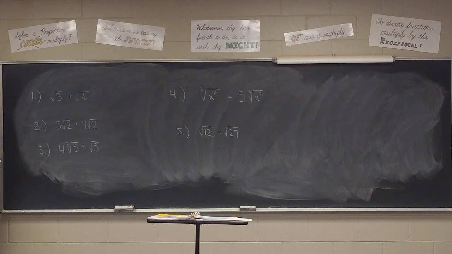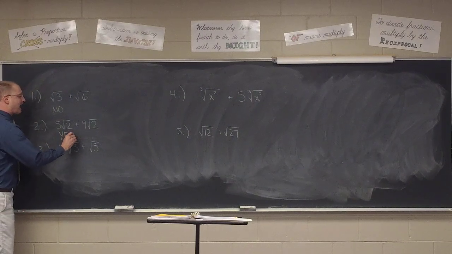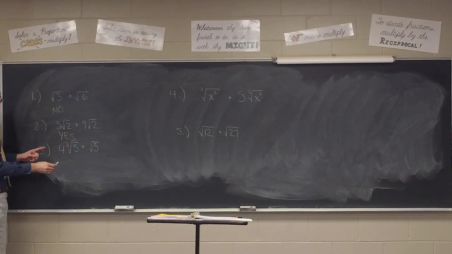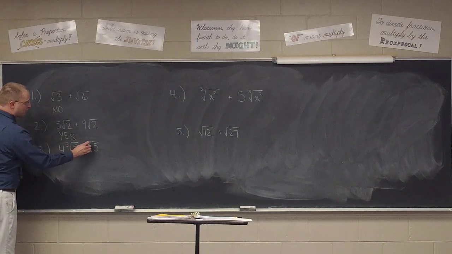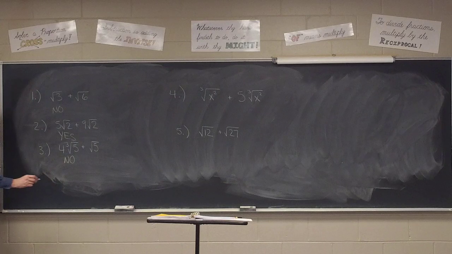Number 1, yes or no, are these similar radicals? Well, number 1, the answer is no. They do not have the same radicands. They are not similar. Number 2, are these similar radicals? Yes. They both have the same indexes, both understood 2, and the same radicands, 2. So yes, they are similar. Number 3, are these similar radicals? No. One's a cube root, one's a square root. They do not have the same indices. No, they are not similar. So your first 3 answers should be no, yes, no.